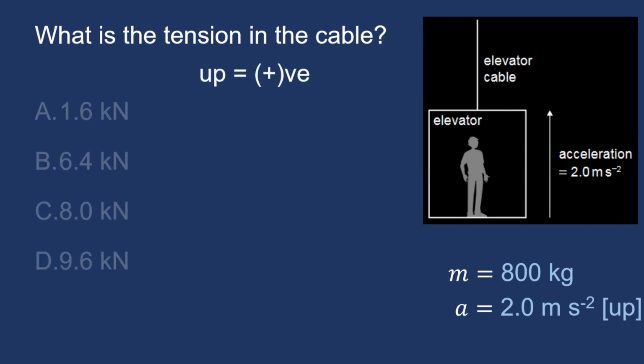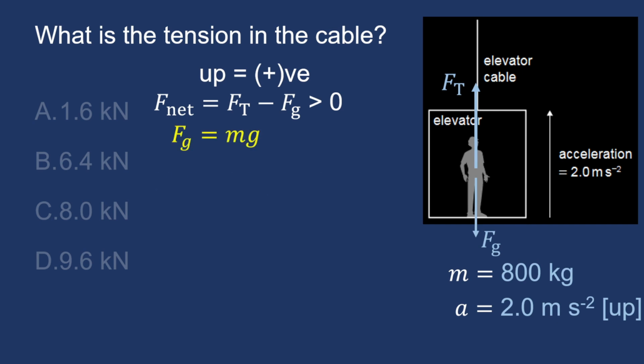We define up to be the positive direction, not because it's going up, but because the acceleration is up. We actually don't know whether the elevator is going up or down. We draw a simple free body diagram with tension greater than weight, so the net force is equal to their difference. Weight is mg. There's a shortcut in this particular problem.